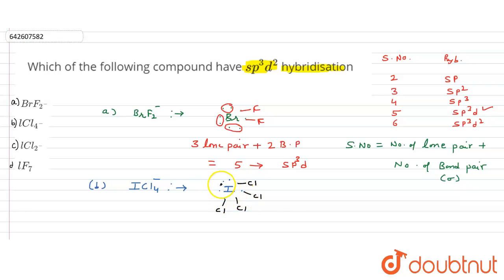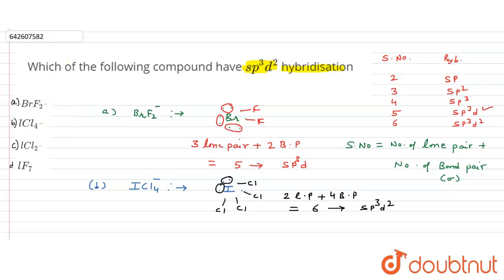Now you are left with 2 lone pair, this lone pair and this lone pair. So you can write here 2 lone pair plus 4 bond pair. 2 lone pair and 4 bond pair makes it steric number 6, which corresponds to sp3d2 hybridization.